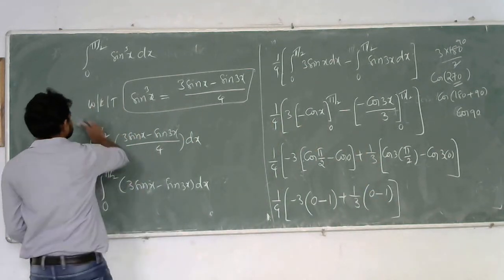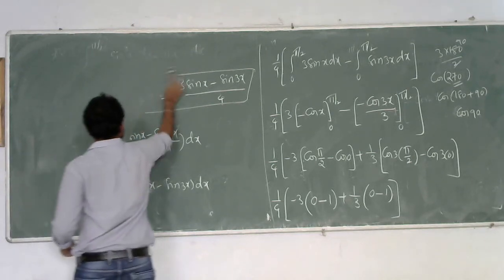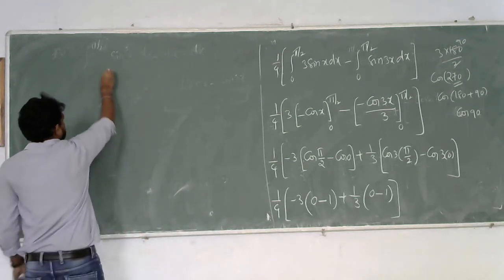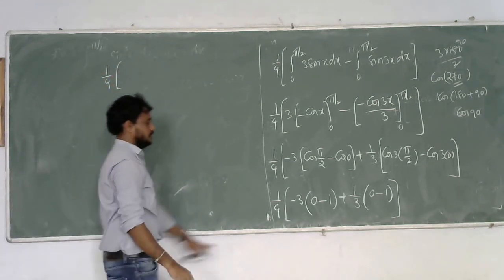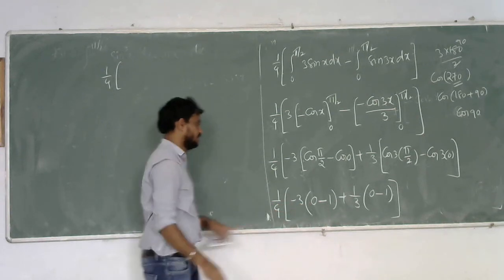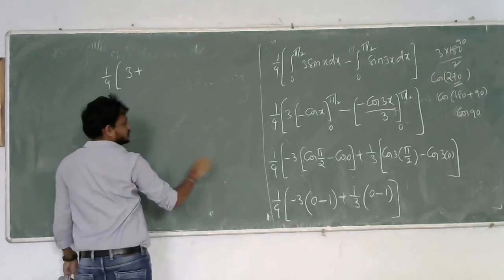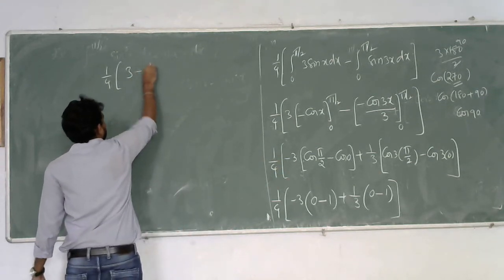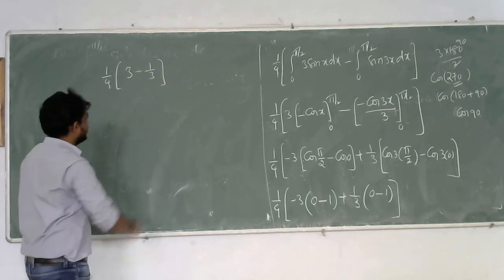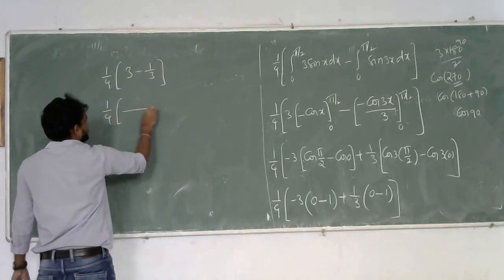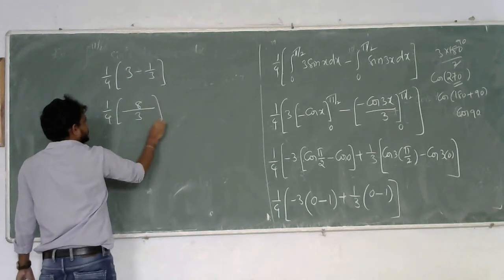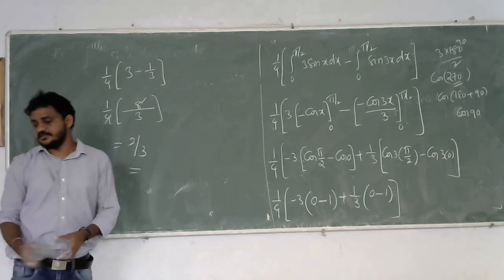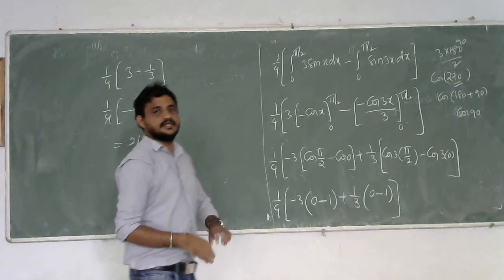Now 1 by 4 of 0 minus 1, then minus 1 into minus 3 is plus 3, plus 1 by 3 into minus 1 is minus 1 by 3. Then simplify. The LCM is 3, so 9 minus 1 is 8, 4 ones are 4, 4 twos are 8, so that is 2 by 3. So 2 by 3 is the given integral value.